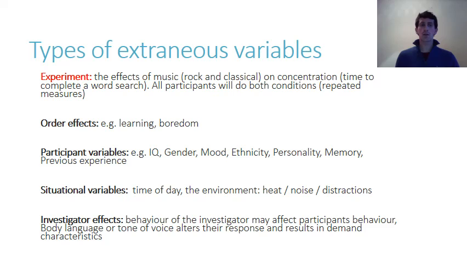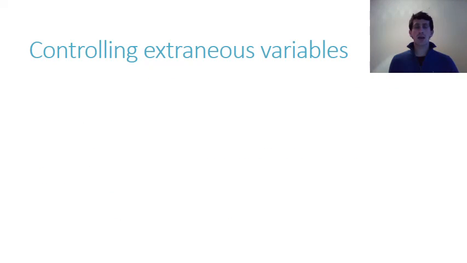And also we've got investigator effects. And this is where the behaviour of the investigator can impact on the participants' actual behaviour. So it could be things like body language or the tone of their voice or the way they phrase a certain question or instruction that makes the participant behave in a different way than they normally would. So these are all things we've got to try and control during our experiment. So we're now going to have a look at how to control all of the different extraneous variables.